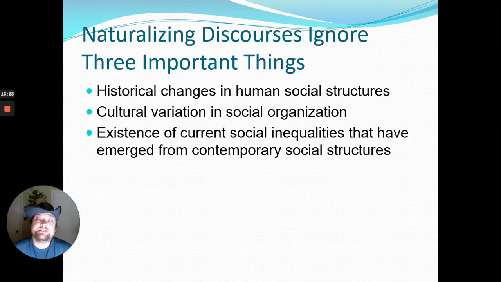These naturalizing discourses also ignore, I would say obscure even, the existence of current social inequalities that emerge from contemporary social structures, right? This is linked to the other two in the sense that when you look at the history of where we are right now, with colonialism and slavery and racist immigration policies, there are social inequalities that are directly related to things that have happened just in the past few centuries.